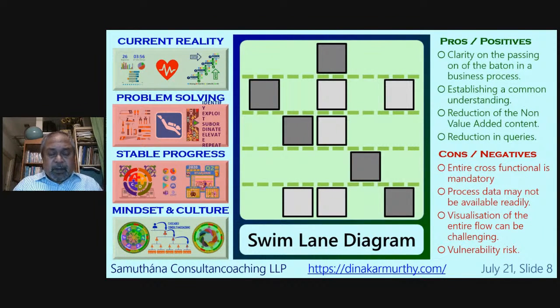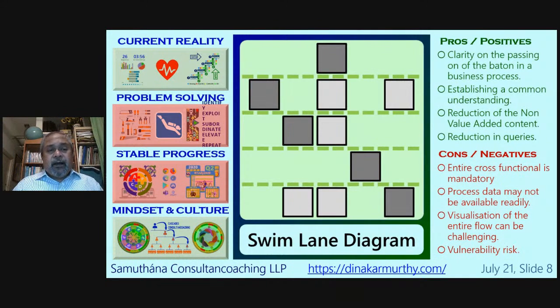So it becomes extremely important, and it becomes very exciting for the entire team to really see how we can overcome that situation. So therefore, current reality is one area where we can apply the swimlane diagram. The other area where we can apply the swimlane diagram is mindset and culture.